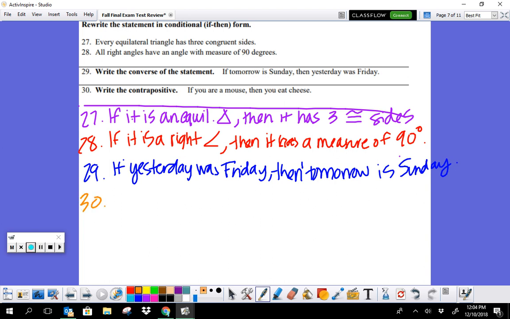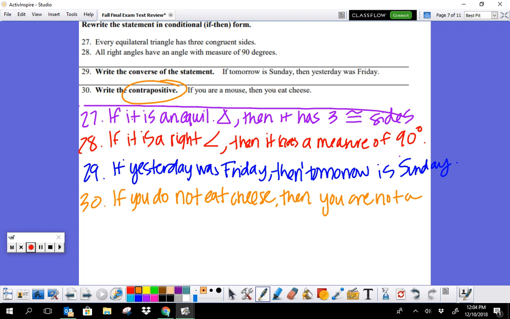And then this last one, write the contrapositive. The way I remember this is contrapositive, that's the biggest word that we had to deal with, which means we had to do the most to the sentence. So not only did we need to flip the sentence around, but we also needed to add not into both pieces of the sentence. So this says if you're a mouse then you eat cheese. What I would say is if you do not eat cheese, then you are not a mouse. We won't ask you if it's true or false.